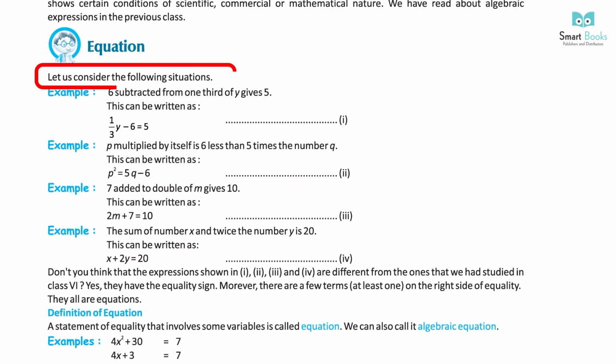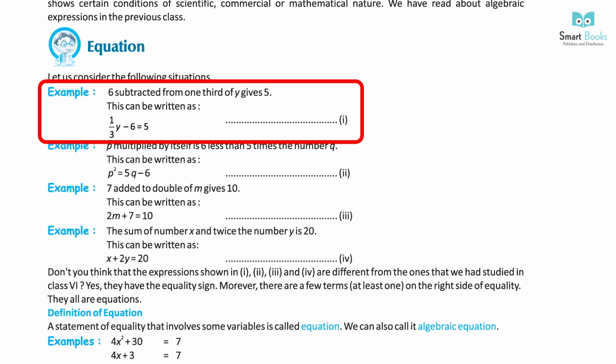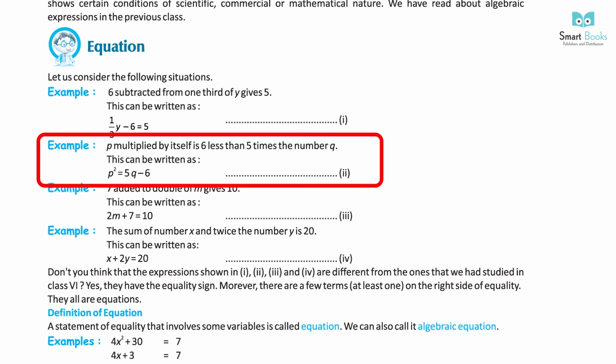Equation. Let us consider the following situations. First, 6 subtracted from 1/3 of y gives 5. This can be written as 1 upon 3 y minus 6 equals 5. Second, p multiplied by itself is 6 less than 5 times the number q. This can be written as p squared equals 5q minus 6.